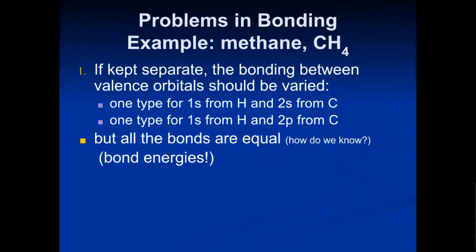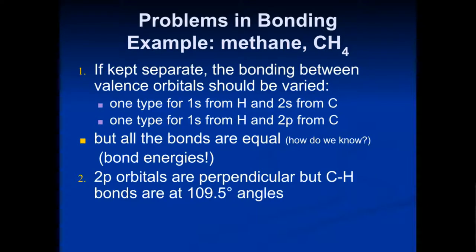Well, there's this thing called bond energies. You can measure how much energy is required to break the bonds, and it's the same for all four bonds in methane. It shouldn't be, because there are different kinds of orbitals in carbon. Some of the orbitals are s orbitals and some are p orbitals, and they would bond with the hydrogen in a different way if we go with the strict atomic orbital model, okay?